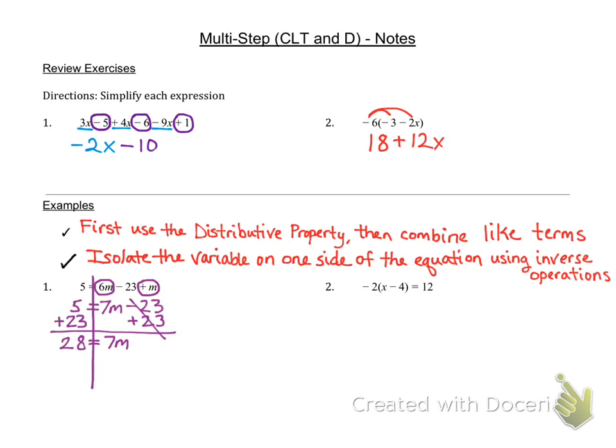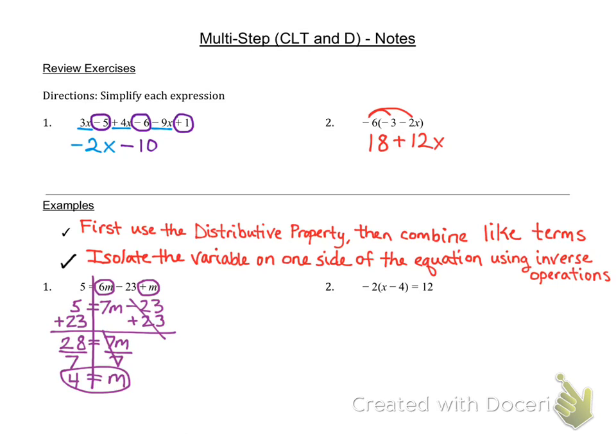Next, 7m means 7 times m, so the opposite of multiplying 7 times m is to divide. So I'm going to divide both sides of the equation by 7. 28 divided by 7 is 4. Bring down the equal sign. 7 divided by 7 is 1. So we have 1m, which is the same thing as m. So our answer is m is equal to 4.